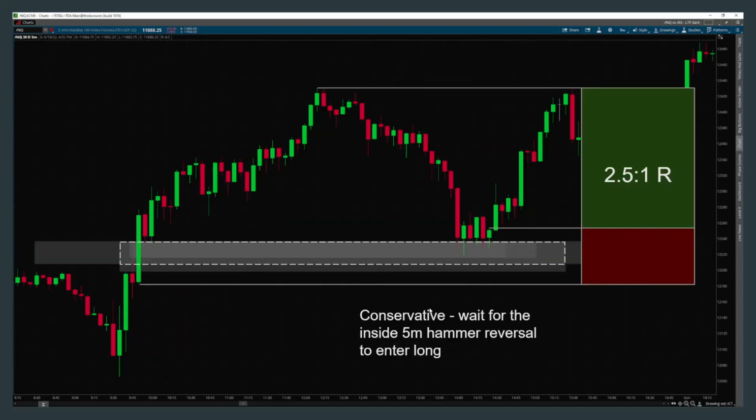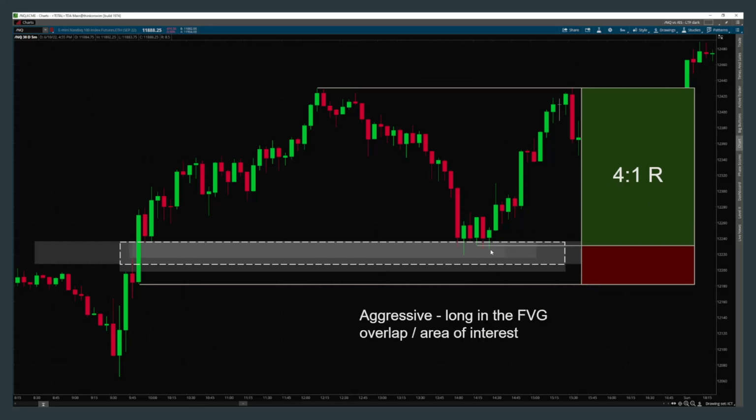If you were more conservative, you wait for the actionable signal, like a break of this inside 5 minute hammer candle's high, using the lows of the candle that created the fair value gap and targeting the high of the day. This would be roughly a 2.5 to 1 trade. If we were more aggressive, we could enter in the area of interest, making this more of a 4-to-1 trade roughly.